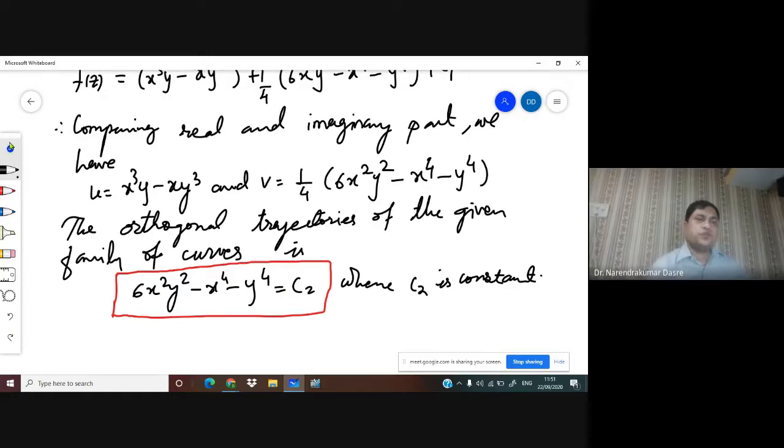Okay, so do you have any doubt in this example?